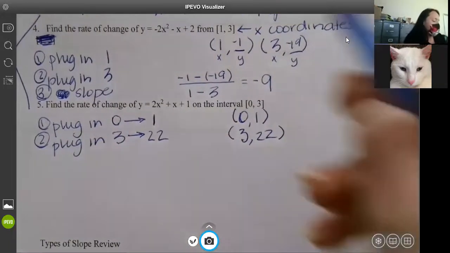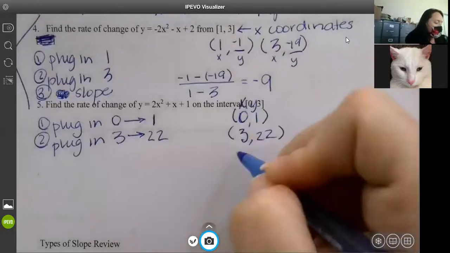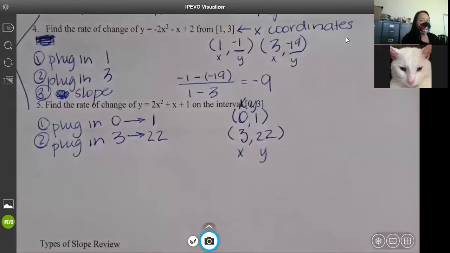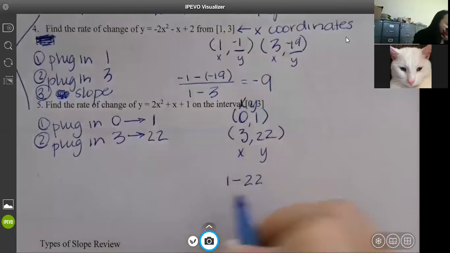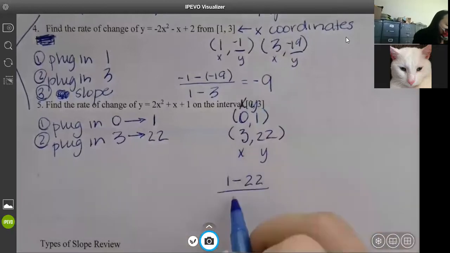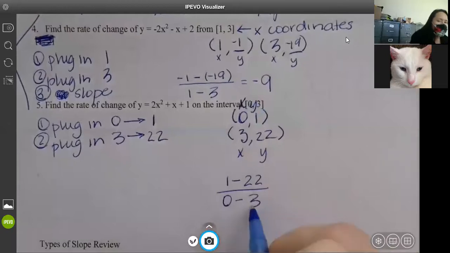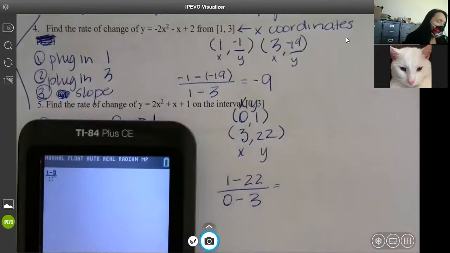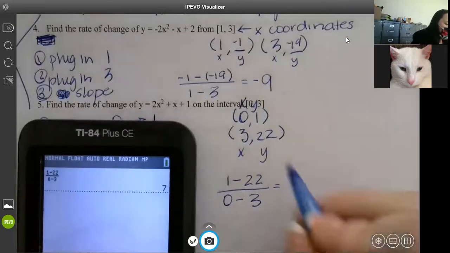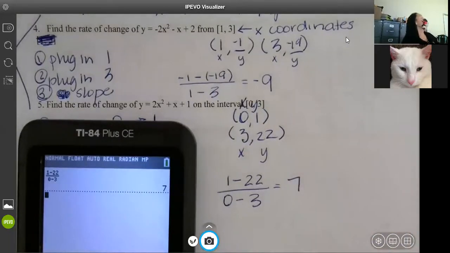And now you just find your slope. So here's your x and your y, x and your y. What's your first y coordinate? 1. What's your second one? Minus 22. Over, what's your first x? Minus your second one? 3. We put that in our calculator. 1 minus 22 over 0 minus 3 gives us 7.